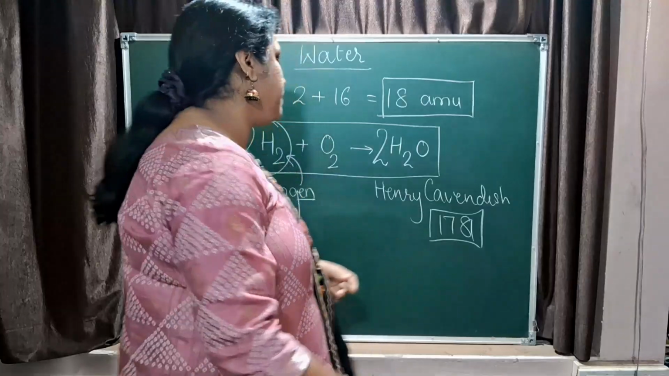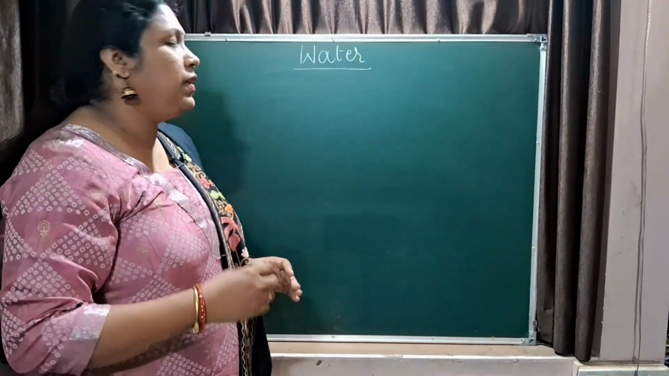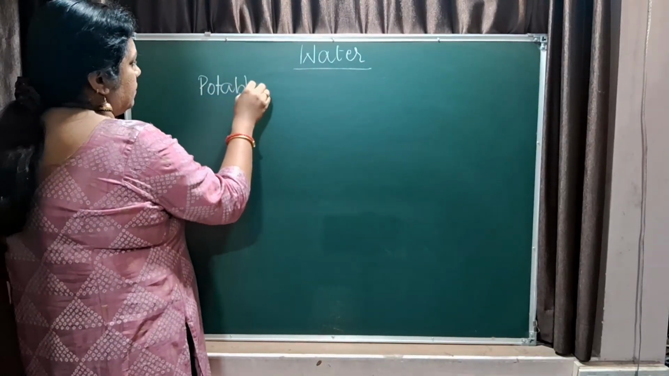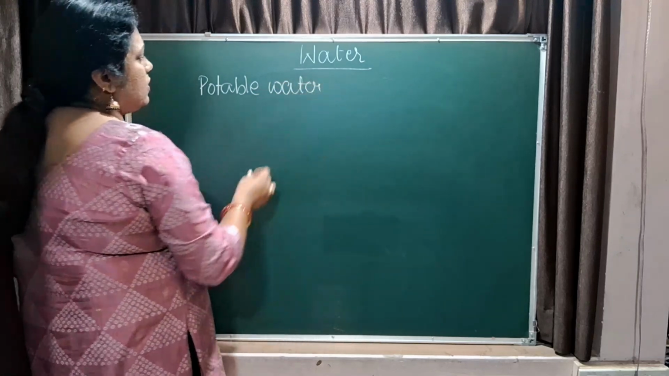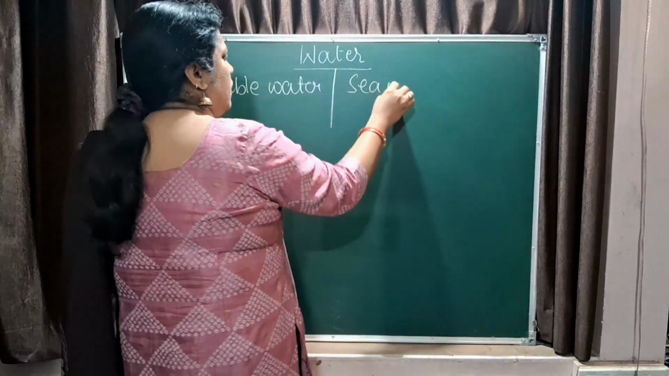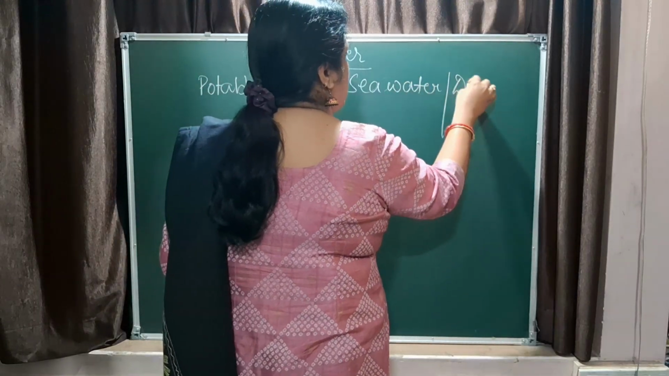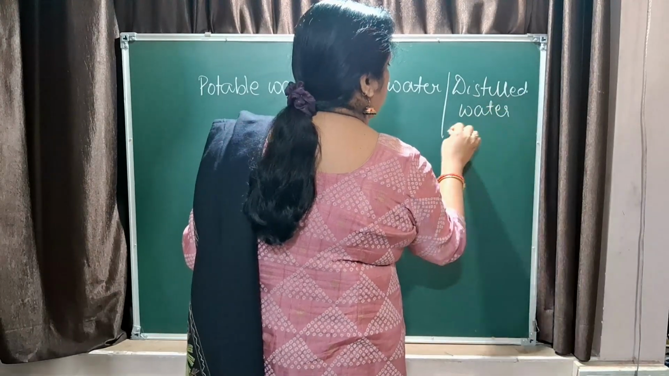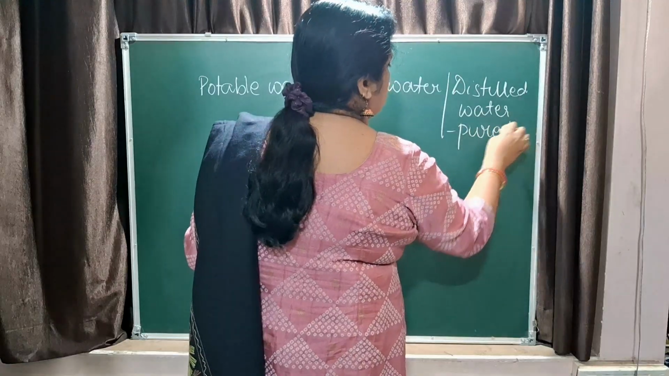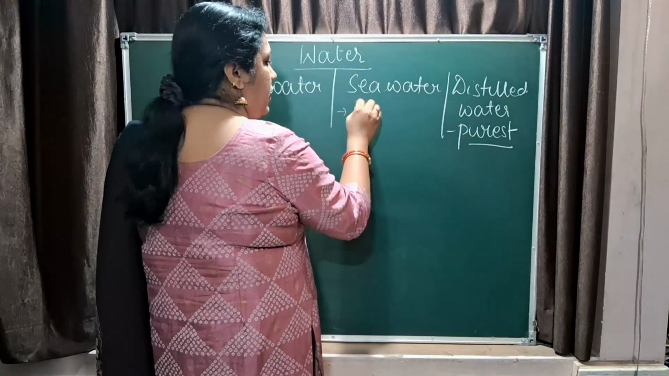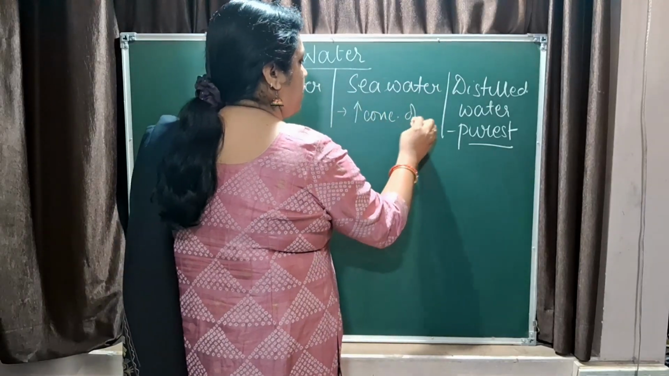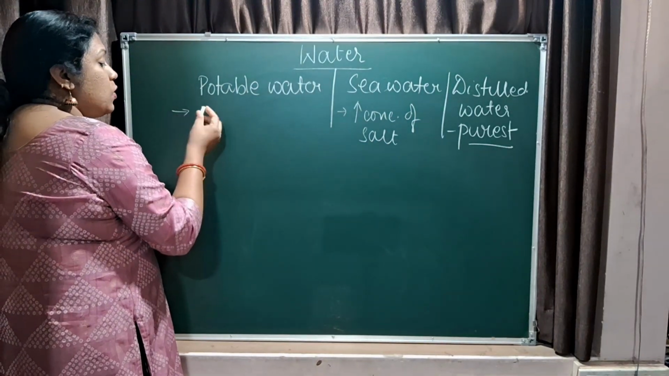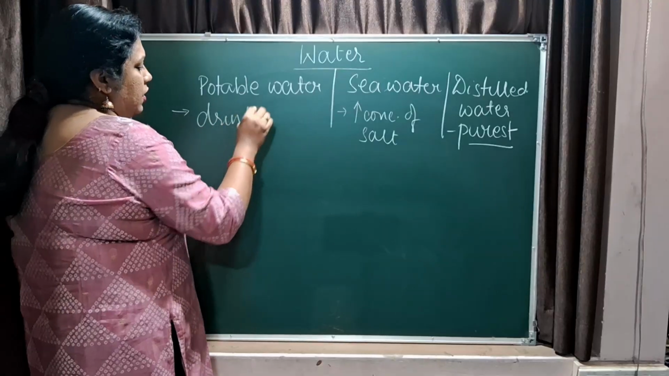Let me clear the board first. Yes, now if we need to talk about some important terms related to water. The first one is potable water. Now you should understand the difference between potable water, seawater or saline water, or you can say distilled water. Distilled water is the purest form with no impurities. Seawater has a higher concentration of salt dissolved in it, and potable water is the water which we can drink. So this water we can actually drink, we can consume.